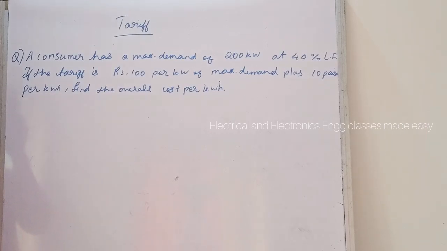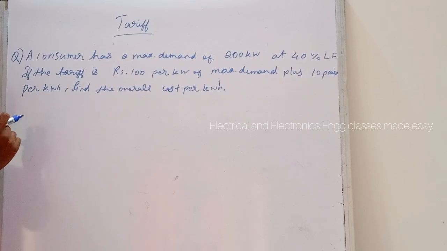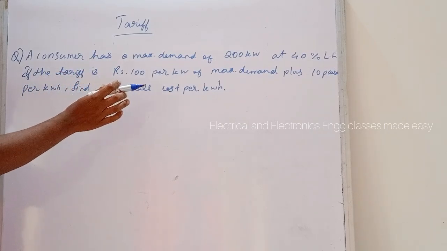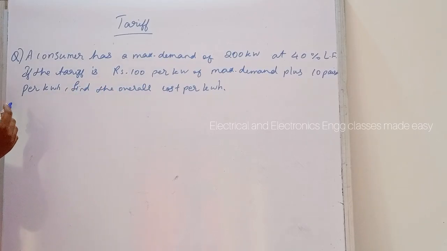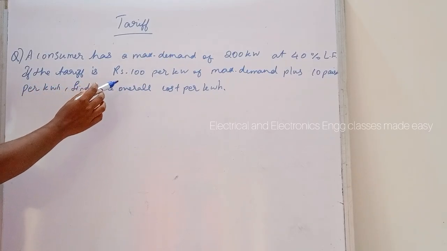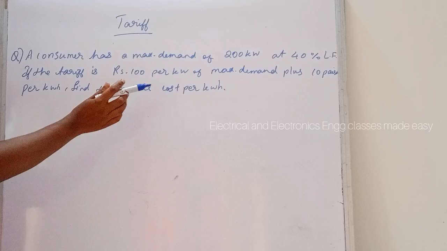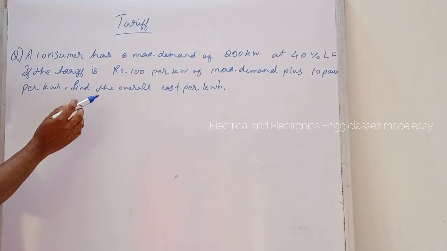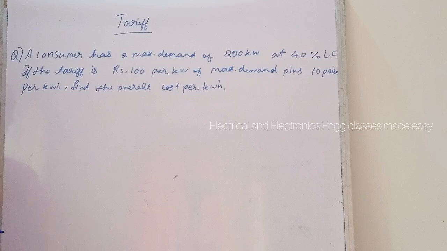Today's class is the continuation of power systems, that is the problems related to tariff. Let us go through the problems. A consumer has a maximum demand of 200 kilowatt at 40% load factor. If the tariff is rupees 100 per kilowatt of maximum demand plus 10 paise per kilowatt hour, find the overall cost per kilowatt hour.